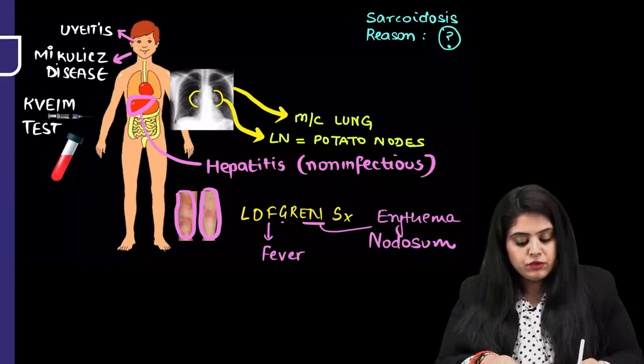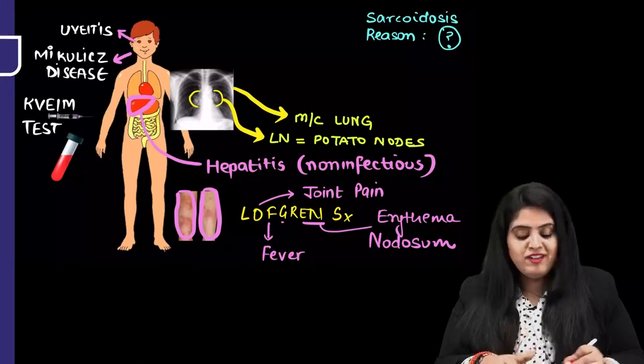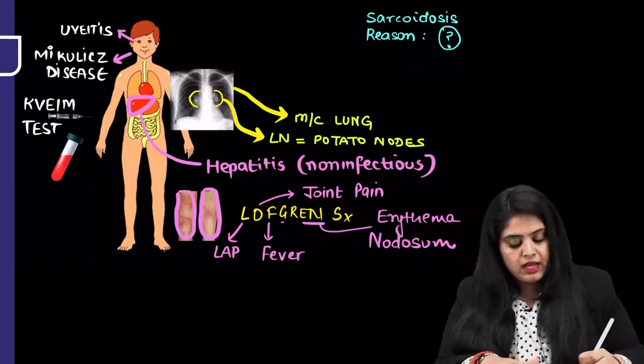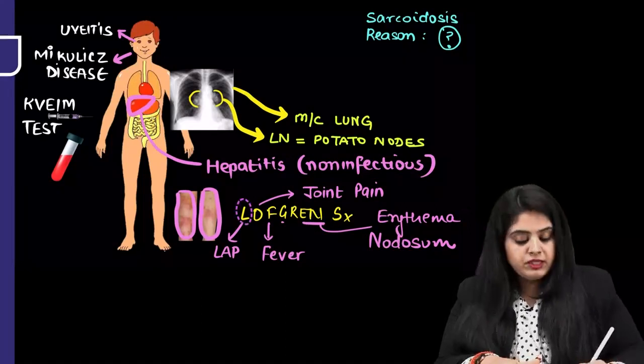Can you see the presence of joint pain? Yes, ouch. This is going to be ouch for joint pain. I'm telling you the full form of Lofgren, what I have made. L is what? You also see a lot of lymph nodes, lymphadenopathy. So that is Lofgren. We are going to have L for lymphadenopathy, O for ouch, that is joint pain, F for fever, N for erythema nodosum, and what is this GR?